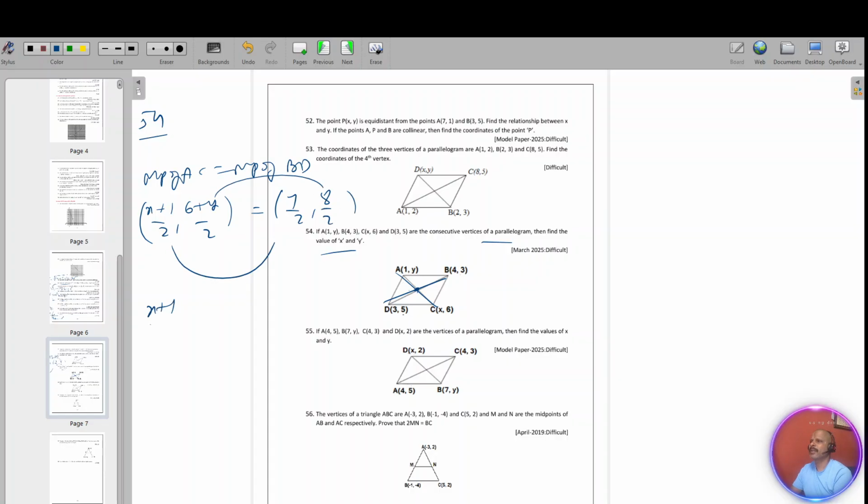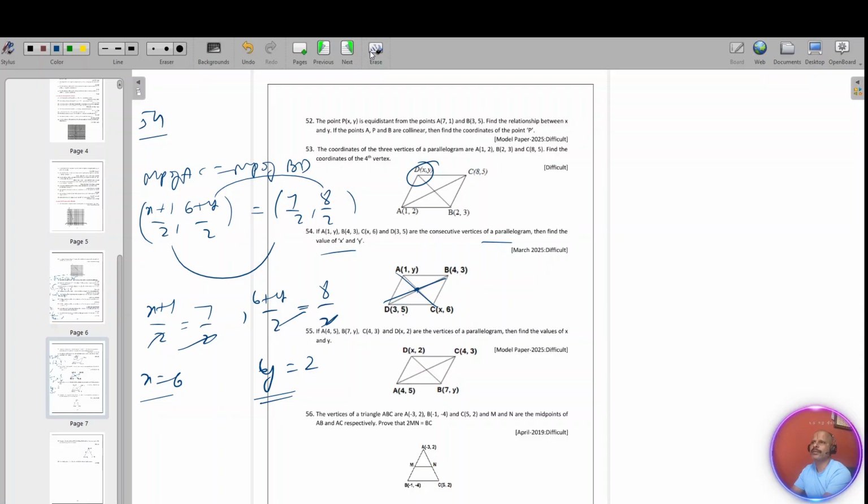So what you get is x plus 1 by 2 is 7 by 2, x equal to 6. Okay. And 6 plus y by 2 equal to 8 by 2, 2 cancel, y equal to 2. Okay. X equal to 6, y equal to 2. They want the values for x and y, and we are done. What is the difference between 53 and 54? X, y are the points in the same vertex in 53. Now in the 54, they made x as one of the coordinate and y as another coordinate in two different points. Only that is the difference.